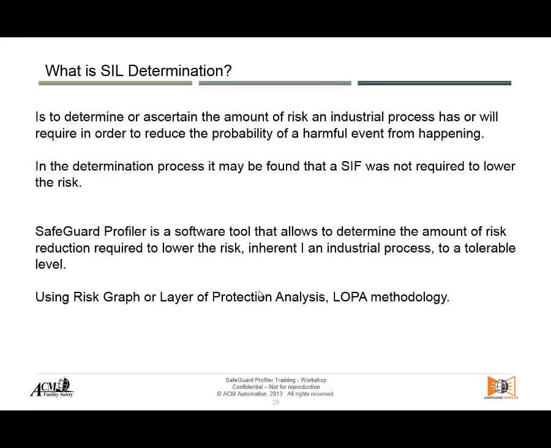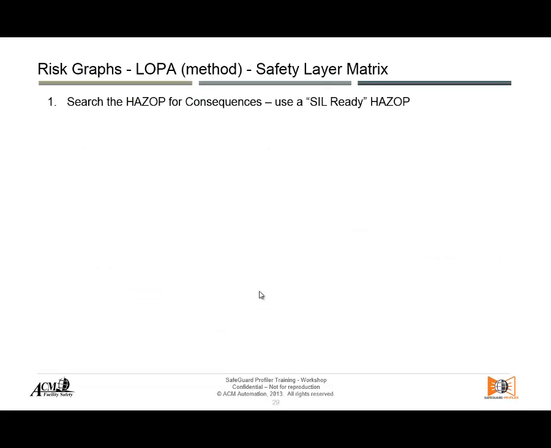SafeGuard Profiler is a software tool that allows us to determine the amount of risk reduction required to lower that risk and bring it to a tolerable level. SafeGuard Profiler provides you with two methodologies. One is called the risk graph and the other one is called layer of protection analysis, LOPA. Those two methodologies are available in order to work further with SafeGuard Profiler. After we have the HAZOP import, we'll talk about layer of protection analysis.